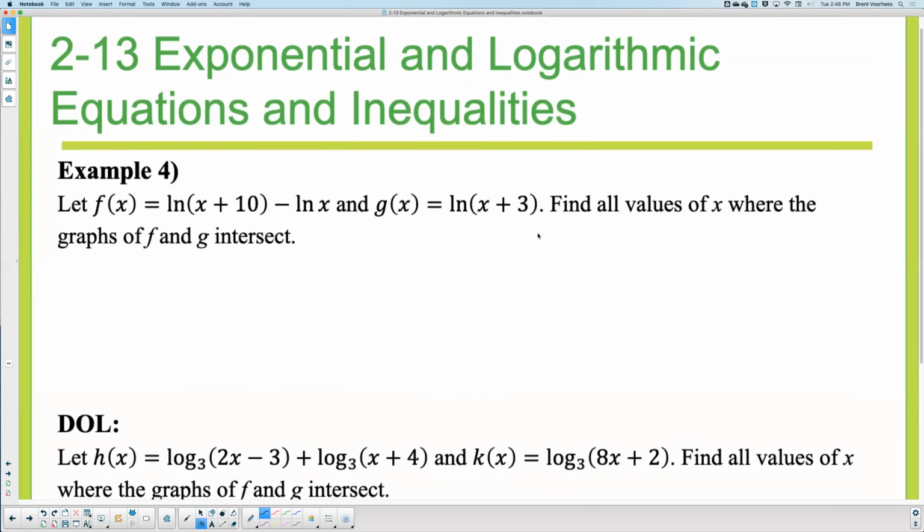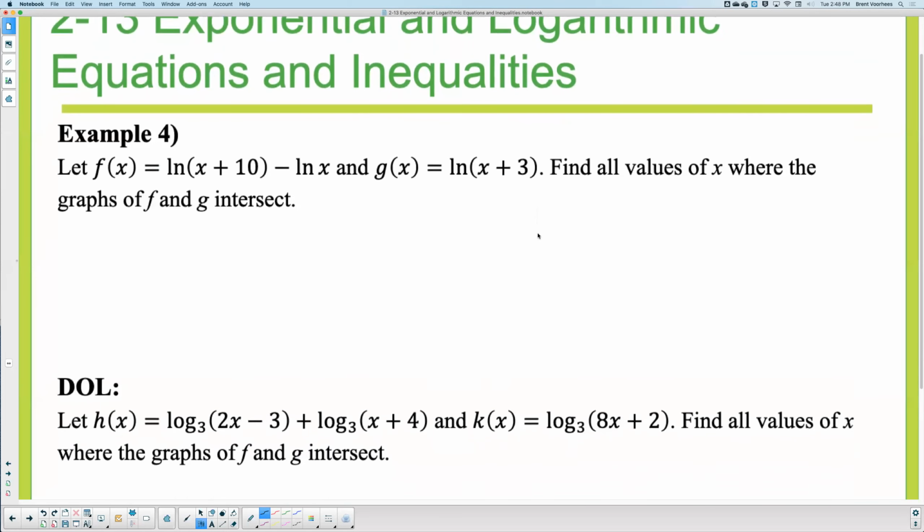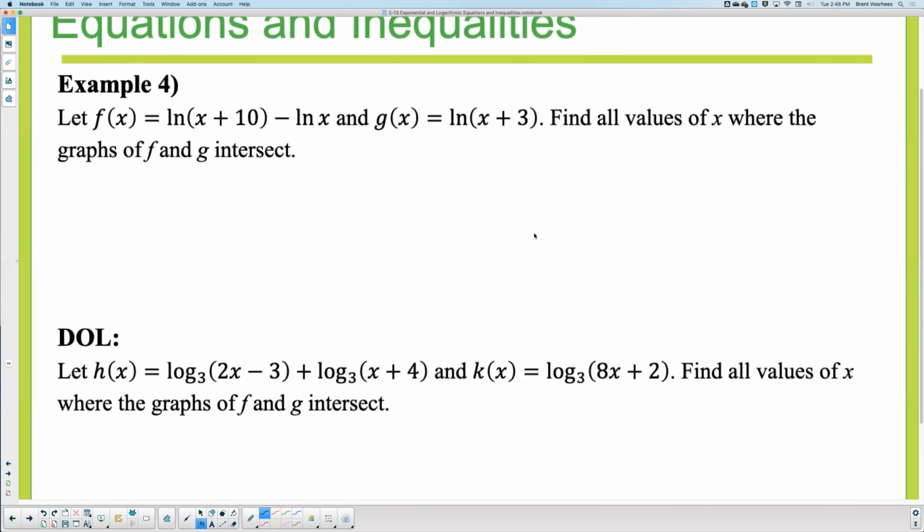Example 4. It says let f of x equal the natural log of x plus 10 minus natural log of x, and g of x equals natural log of x. Find all values where the graphs of f and g intersect. So now we're going to look at the graphs here.